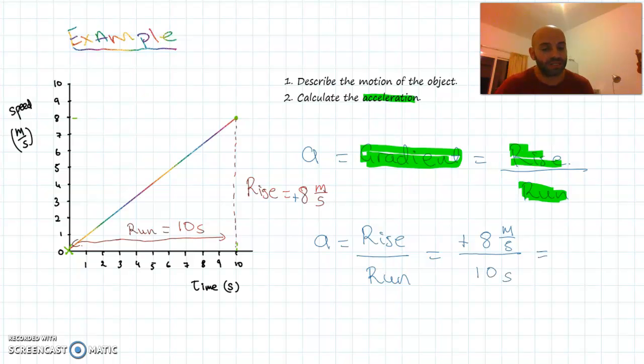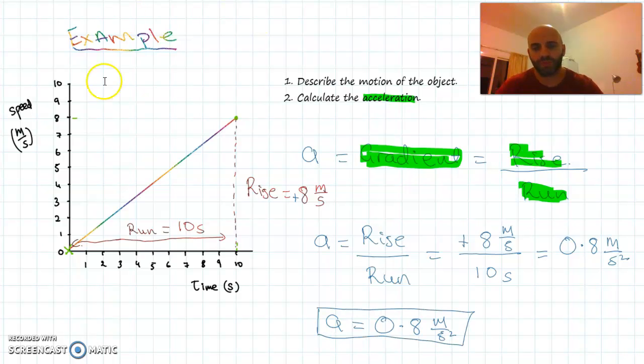And we wind up with the exact same thing as we had before, 0.8 meters per second squared. So our acceleration is the exact same, 0.8 meters per second squared. Okay? So try those in the next examples.